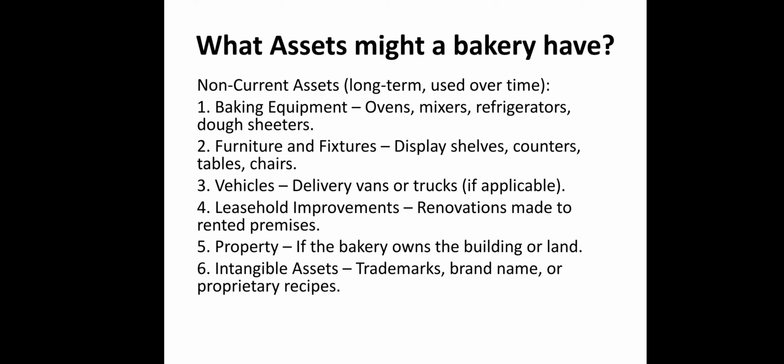In terms of non-current assets, which are long term and used over time, number 1 could be baking equipment such as ovens, mixers, refrigerators, dough sheeters. Number 2, furniture and fixtures, display shelves, counters, tables, chairs. Number 3, vehicles, delivery vans or trucks. Number 4, leasehold improvements, renovations made to rented premises. Number 5, property, if the bakery owns the building or land. Number 6, intangible assets, trademarks, brand name, or proprietary recipes.